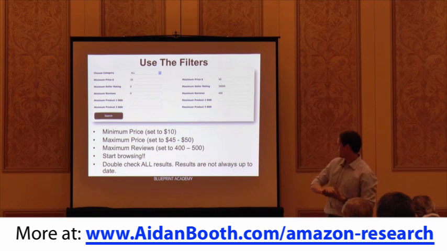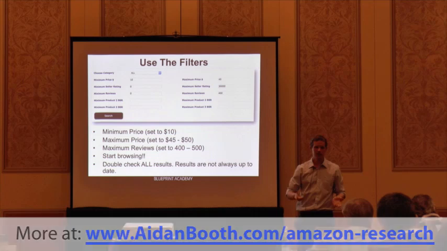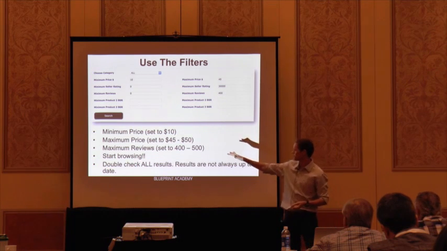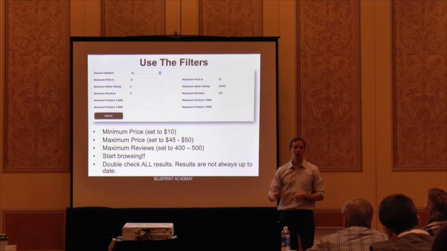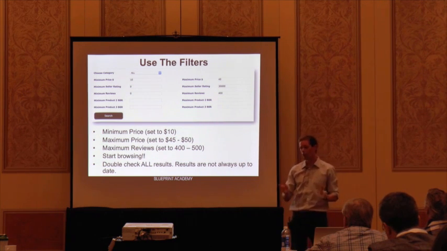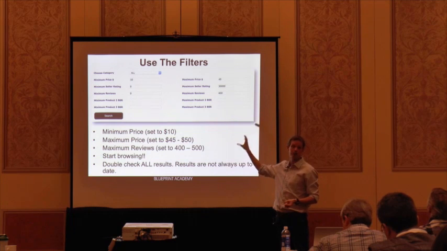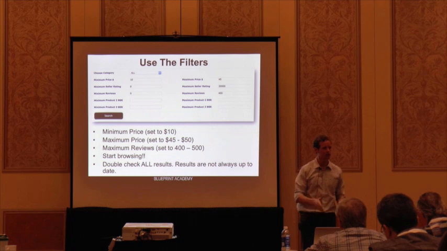With the filters, a few tips for you. Set the minimum price at, say, $10, and often set the maximum price at 45 or 50. Set the maximum reviews at 400 to 500, and then just start browsing through the results. You should always double check all of the ideas that you come up with by going into Amazon. If you find a garlic press looks like a good example based on the numbers that the Amazon Opportunity Finder gives you, go into Amazon and validate those numbers, make sure they're good.